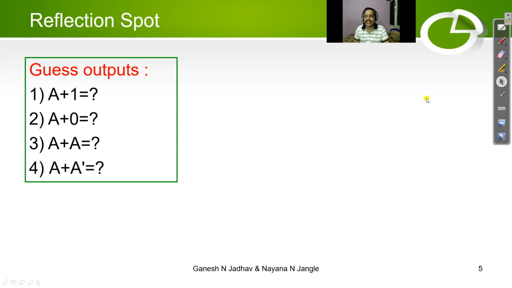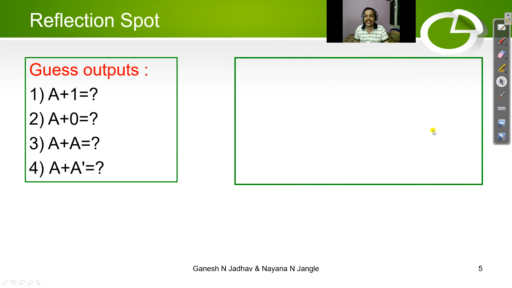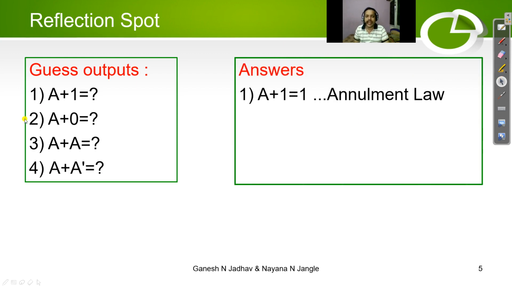Hope you got the answers correctly. Okay, let's discuss the answers. So what are the answers? A plus 1. So if A is one input and the other input is 1, as one input is always 1, the output is again equal to 1. It is called the annulment law.